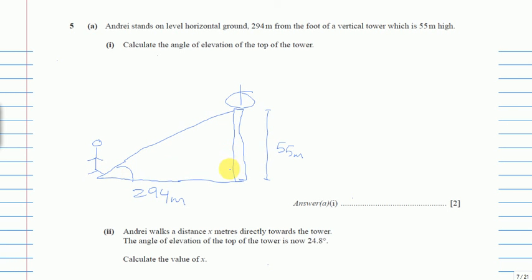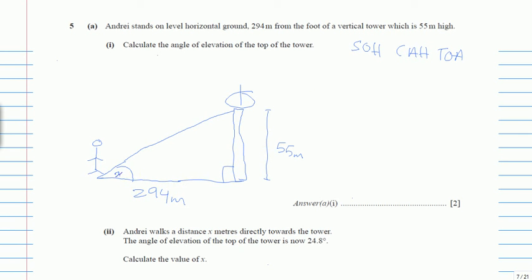Okay, and this makes a right angle triangle, and whenever we have a right angle triangle we will use the kung fu expression, okay, which is SOH CAH TOA. Sine is equal to opposite over hypotenuse, cosine is equal to adjacent over hypotenuse, and tan is equal to opposite over adjacent. Now we have to look at what we are given in order to know which one of these we are going to use.